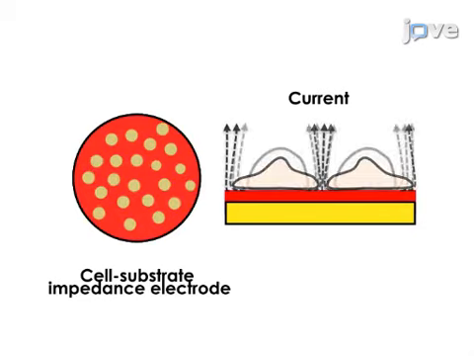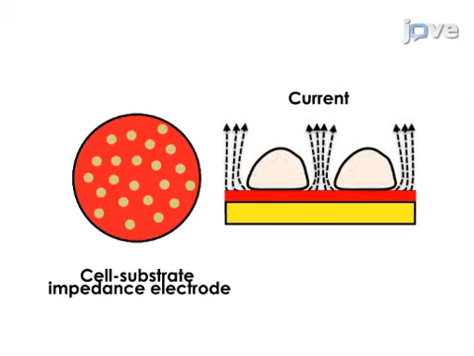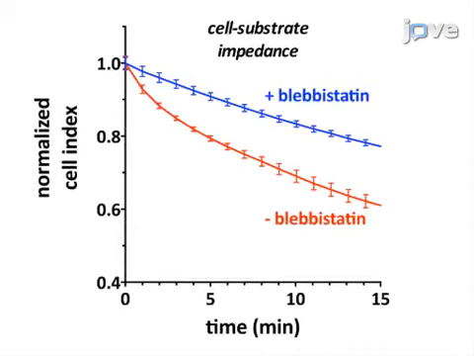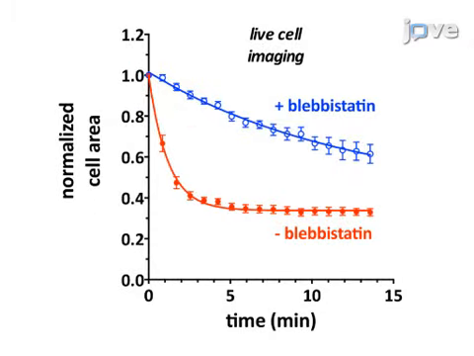The subsequent rapid changes in cell matrix adhesion are then quantified in real time using cell-substrate impedance and live cell imaging analysis. The results show that rapid losses in endothelial cell matrix adhesion triggered by MPO-mediated fibronectin oxidation can be quantified in real time with high temporal resolution and in a label-free manner by cell-substrate impedance and live cell imaging.